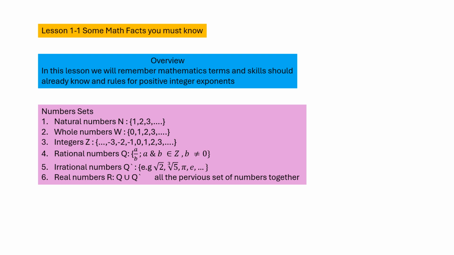The fifth set of numbers is called irrational numbers, denoted by Q dash. This is defined by any number that has no exact square root or cubic root, like square root of 2, cubic root of 5, pi, e. You know the value of pi is 3.14 and the value of e is 2.718 and many digits after to the right. The last set of numbers you have studied before is called the real numbers, capital R. This is all of the previous numbers together, like Q union Q dash.